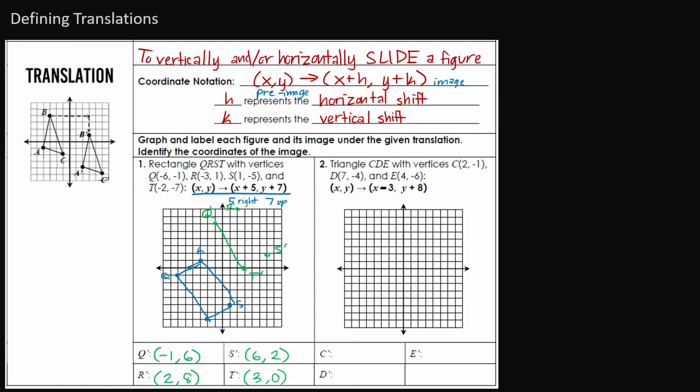So let me try to draw this a little bit better here. Okay. So you'll notice if I drew this portion of the rectangle a little bit better here, let me fix that. If you notice, these rectangles are the same size and shape, they're just on different positions in the coordinate plane. We slid 5 right and 7 up.